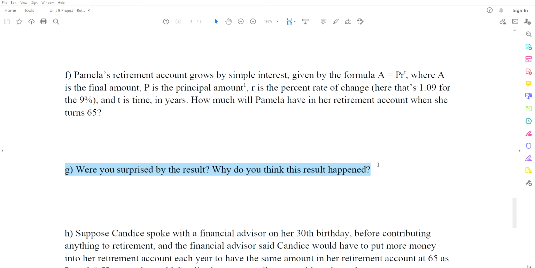In G, I'm asking you to compare the two sisters' retirement account totals. Were you surprised by what happened? I mean, Pamela contributed for 10 years and then just let it grow on its own. Candace contributed from the time she was 30 to the time she was 65. That's a lot longer. Were you surprised by the result that happened? And then, why do you think that result happened? If you just answer this with, no, I was not, you will get no credit. Same as if you answer with, yes, I was. No credit. You need to say why you think the result happened.